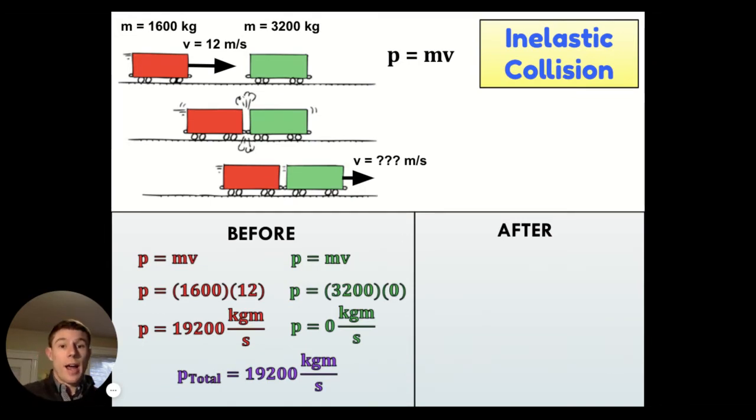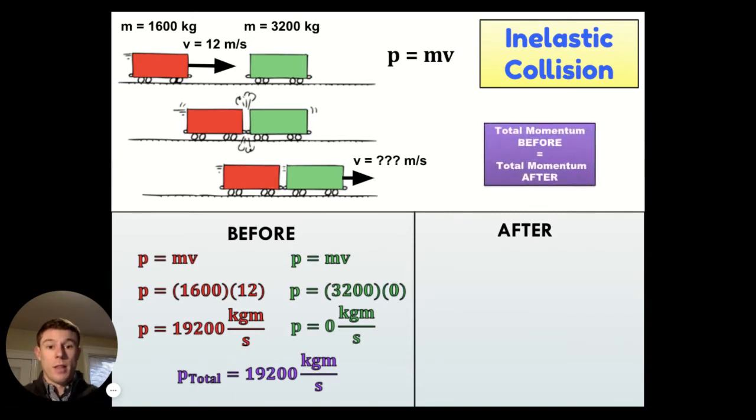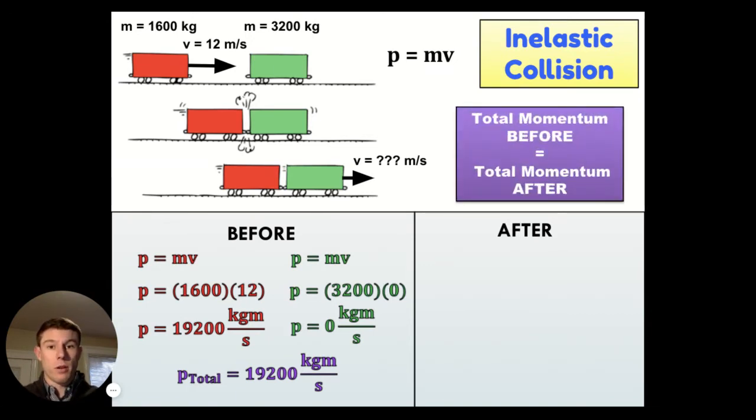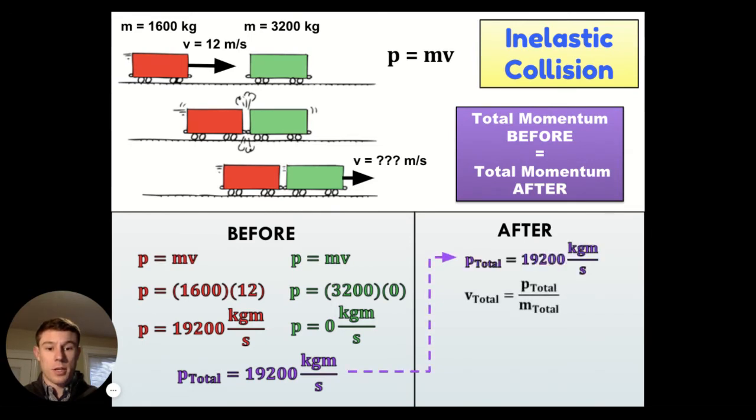We next need to look at after. But in order to get to after, we have to remember the conservation of momentum. That tells us that the total momentum before the collision is equal to the total momentum after the collision. So we can take our 19,200 in purple there and bring it right up to the after section. Then we're going to manipulate the momentum equation, P equals mv, and solve for v, or v total. That's actually what we're looking for. That's the velocity of them when they combine and move together at the end.